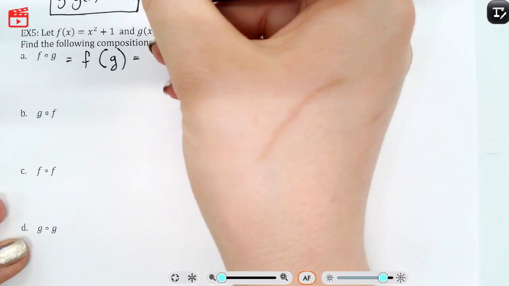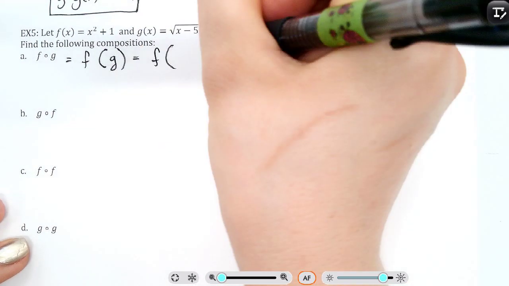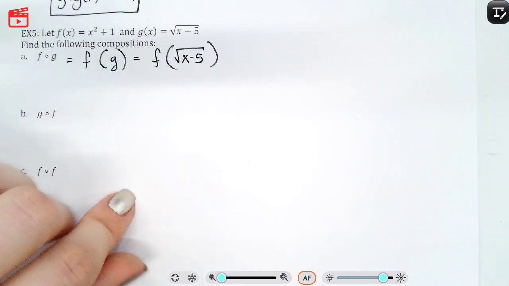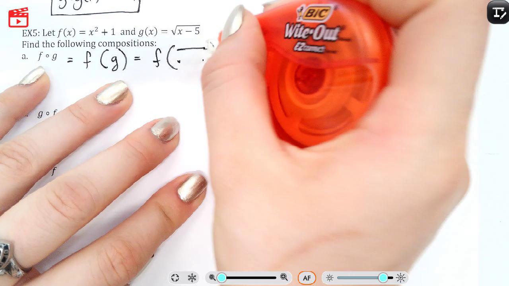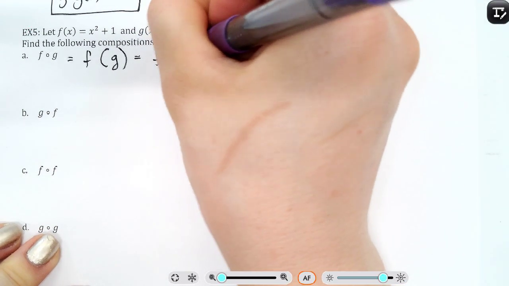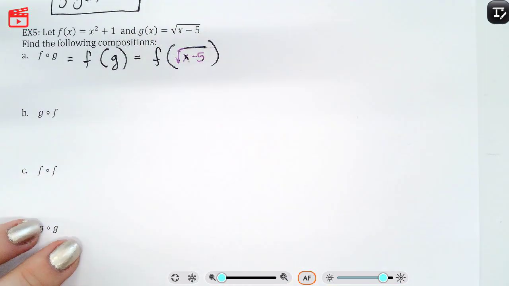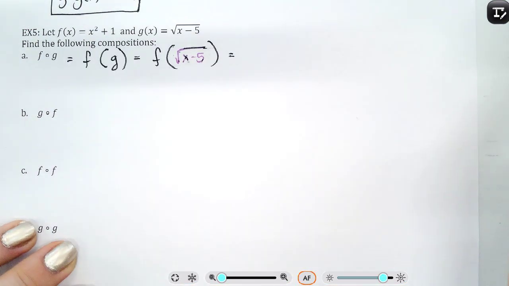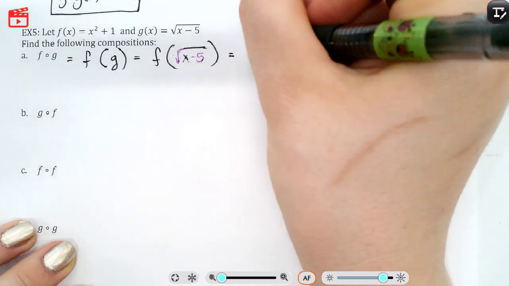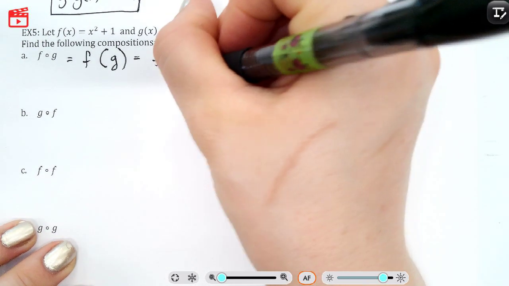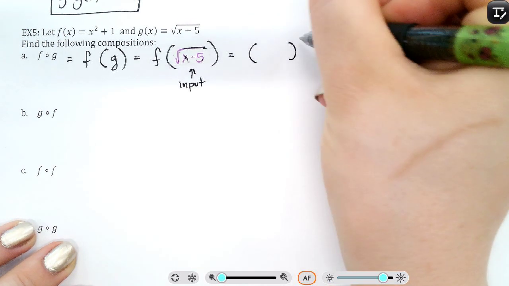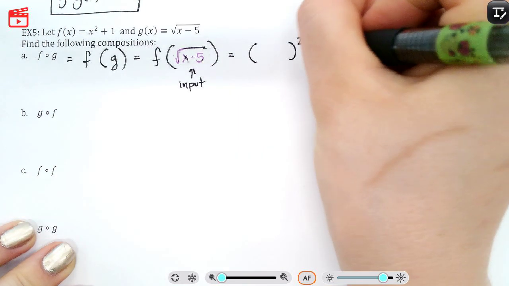So that's going to be f of, what's my g value? Square root of x minus 5. And let me actually just color code this. So what we're doing is taking this and plugging it in to my function f of x. So my input value, this is my new input. So what do I do with my input? Well, I square it, and then I add 1 to it.